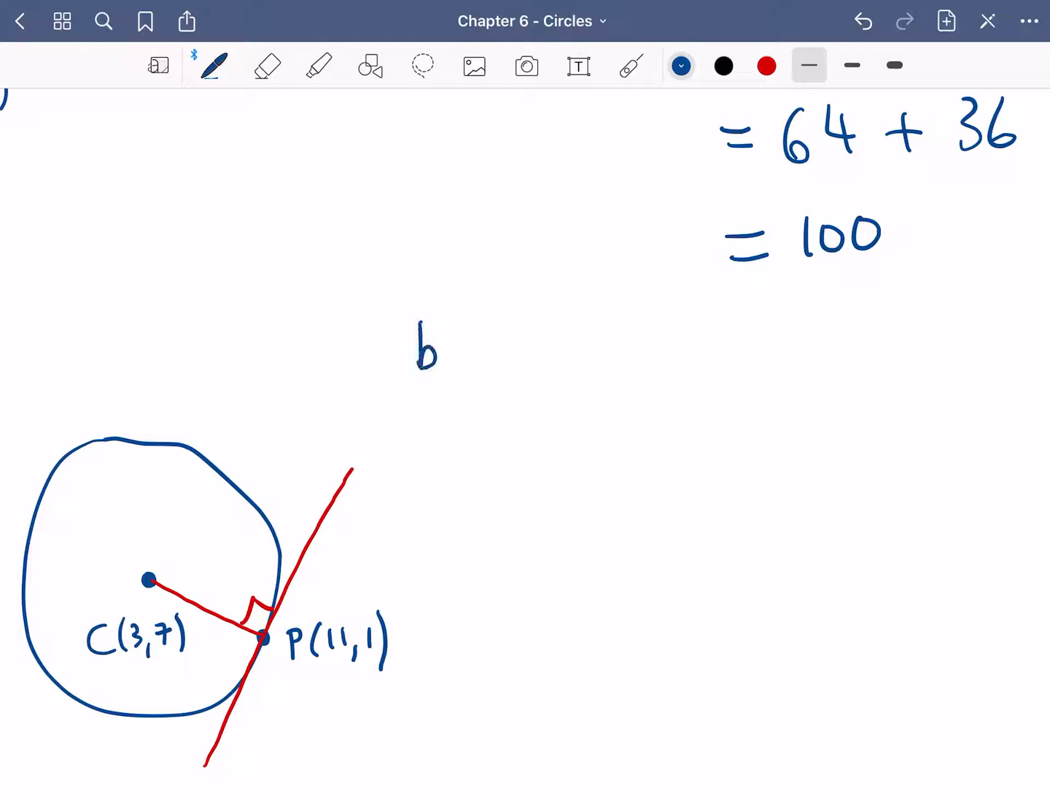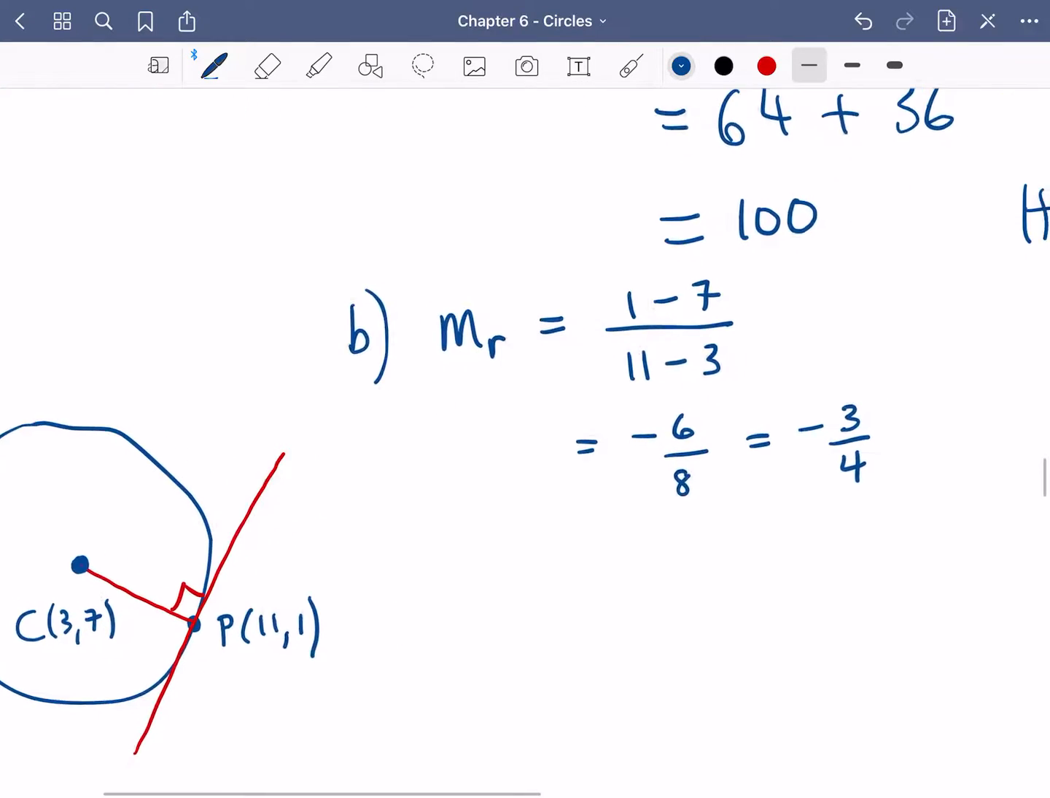So what I'm going to do for part B of the question is work out, to begin with, the gradient of the radius. I've just written a little r there to say that I'm doing the gradient of the radius, which means I'm going to be looking at this line that I have here to try and find the gradient. So the gradient of the radius is going to be the change in y divided by the change in x. So I'll do this one minus this one, divided by this one minus this one. So that's 1 minus 7 divided by 11 minus 3. 1 minus 7 is minus 6, and 11 minus 3 is 8. So that is minus 3 over 4 when we simplify it.